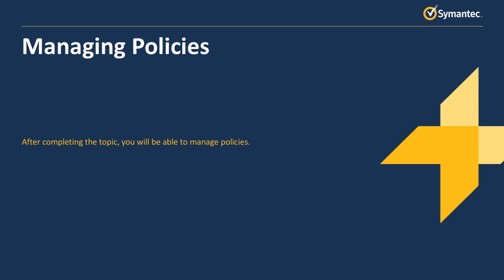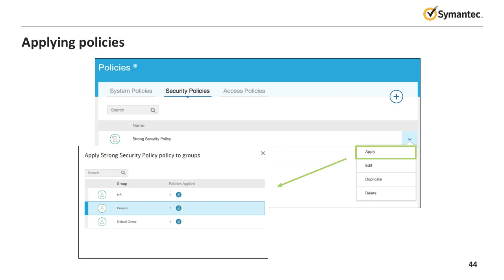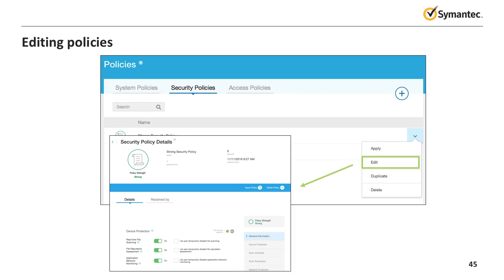This is the Managing Policies topic. After completing the topic, you will be able to manage policies. To use a policy, you must apply it to one or more groups. If you want to change the settings of an existing policy, you can edit it. Your changes go into effect as soon as you save them. The Symantec recommended security and system policies cannot be modified.